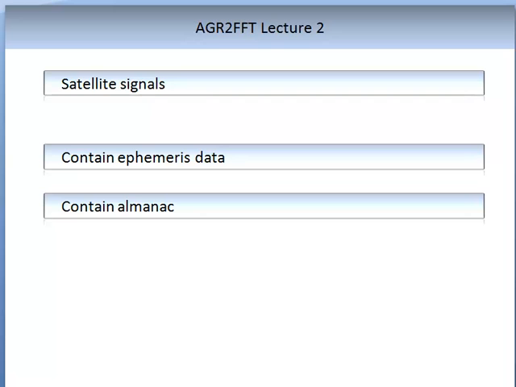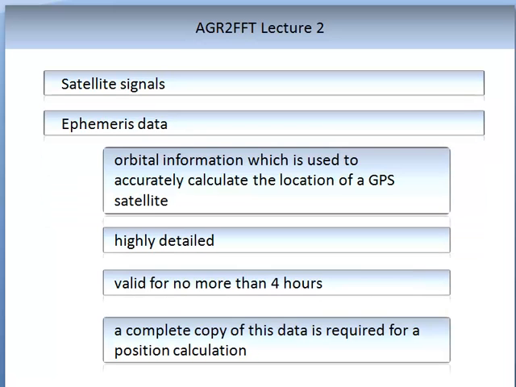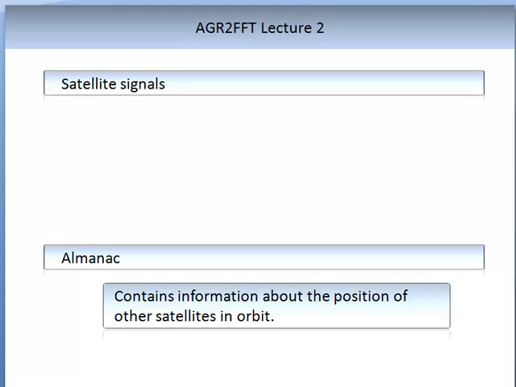In these satellite signals, they contain 2 forms of data: ephemeris data and almanac data. So let us look at the ephemeris data. It is data that contains orbital information which is used to accurately calculate the location of the GPS satellite. This data is highly detailed. It is valid for no more than 4 hours, and a complete copy of this data is required for a position calculation. The almanac data contains information about the position of other satellites in orbit.